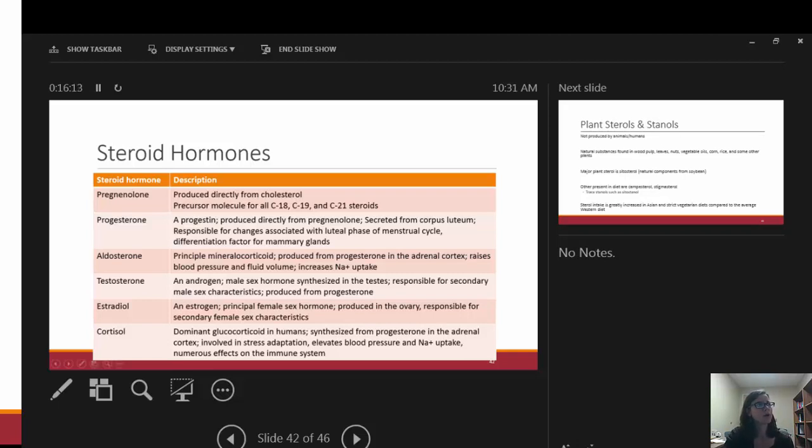We have aldosterone, which is responsible for raising blood pressure and fluid volume and increasing sodium uptake. We have testosterone, which is responsible for the secondary male characteristics. We have estradiol, which is responsible for secondary female sex characteristics. And we have cortisol, which is one of our major stress hormones. It's associated with elevated blood pressure and sodium uptake, and has an impact on the immune system.